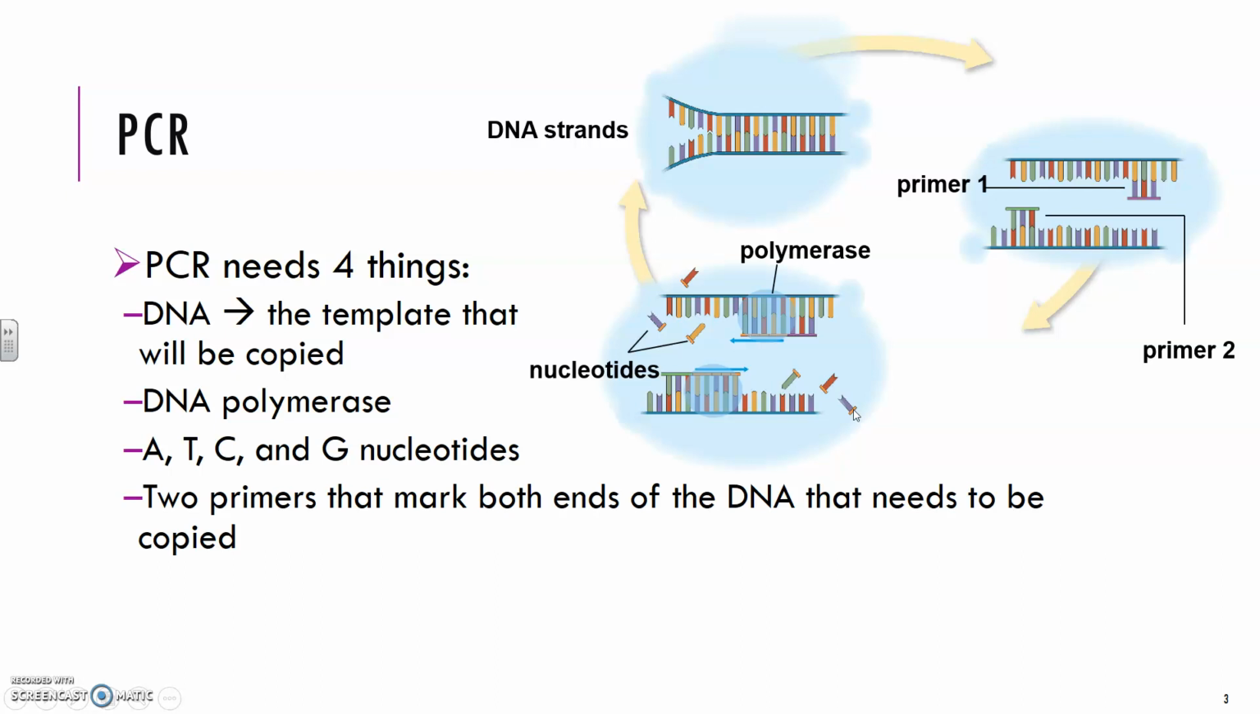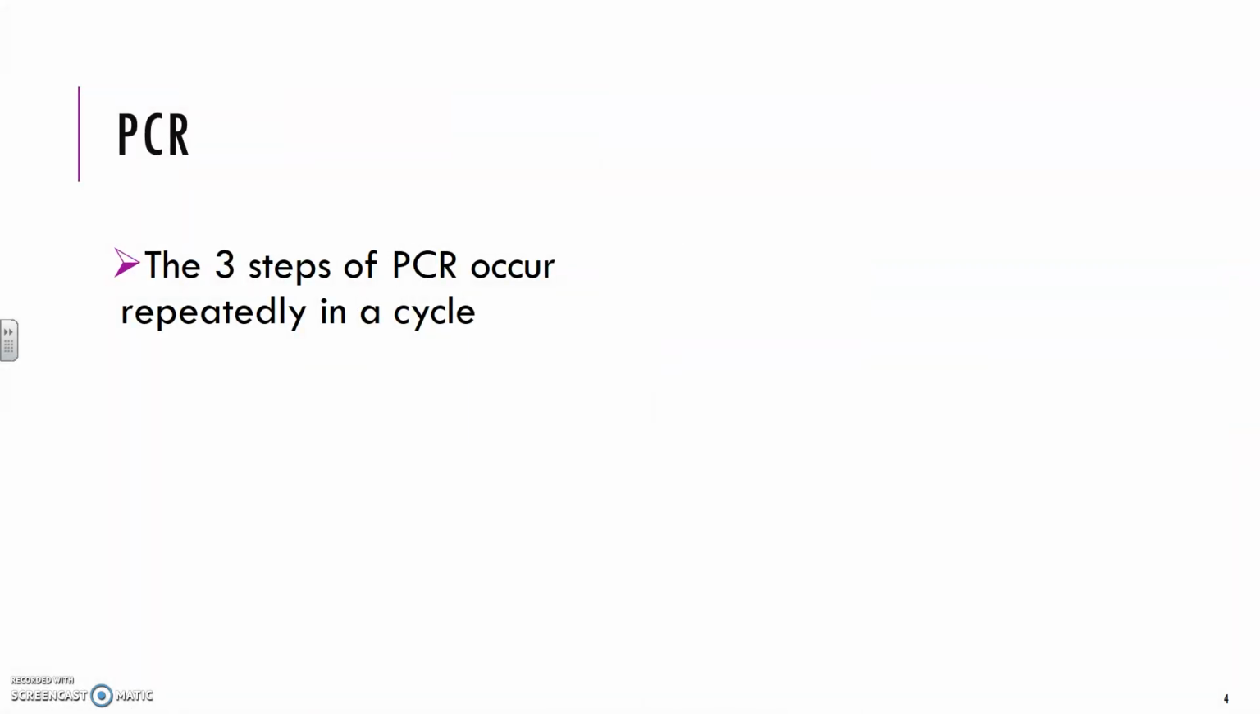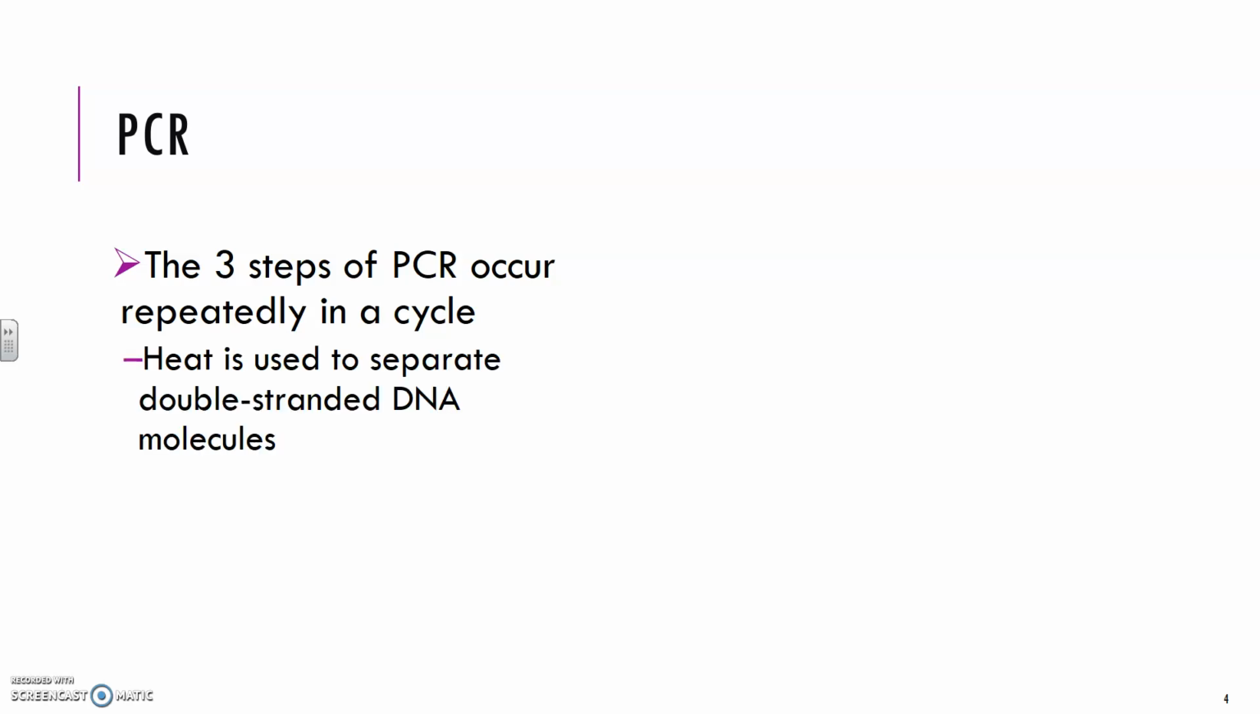And then it just continues going through cycles of this. So the three steps of PCR occur repeatedly in a cycle. And really this is controlled by heat. Okay, there are specialized PCR machines that you put your samples in and it does it for you. But you do have to set your parameters and things like that. So heat is used to separate the double-stranded DNA molecules.